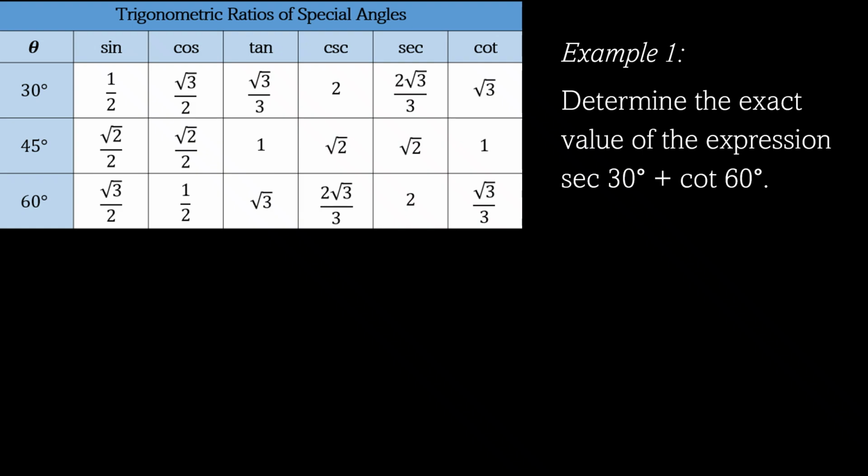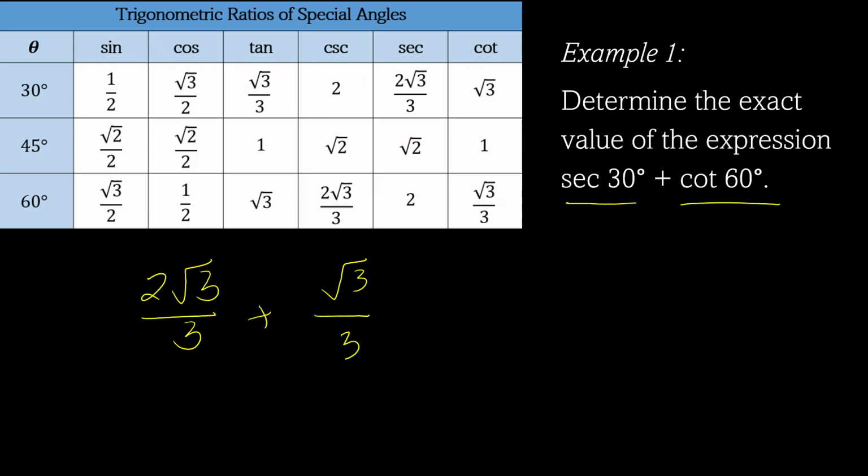Okay, so let us find the value of the expression secant 30 plus cotangent 60. So secant 30, as we can see from the table, secant 30 is 2 square root of 3 over 3, plus cotangent 60 from the table. Cotangent 60 is square root of 3 over 3.